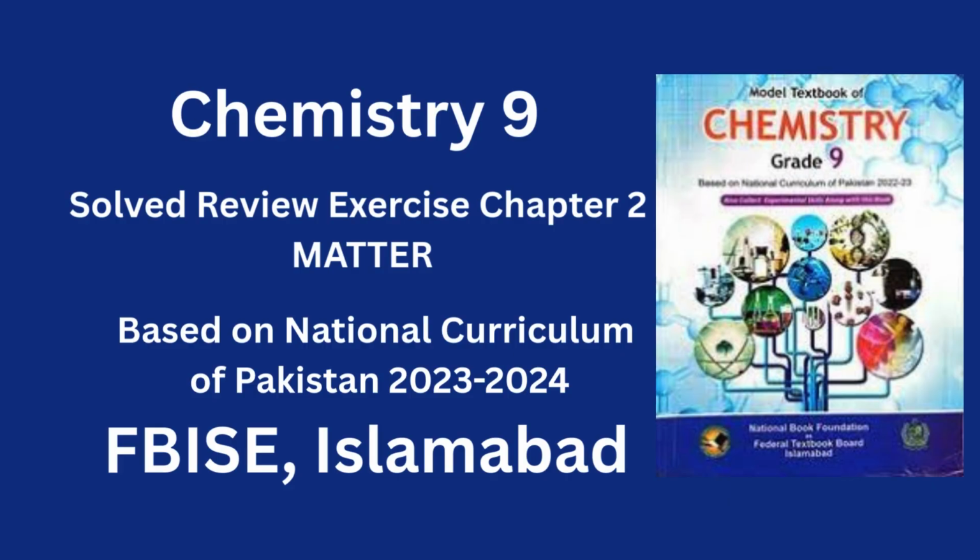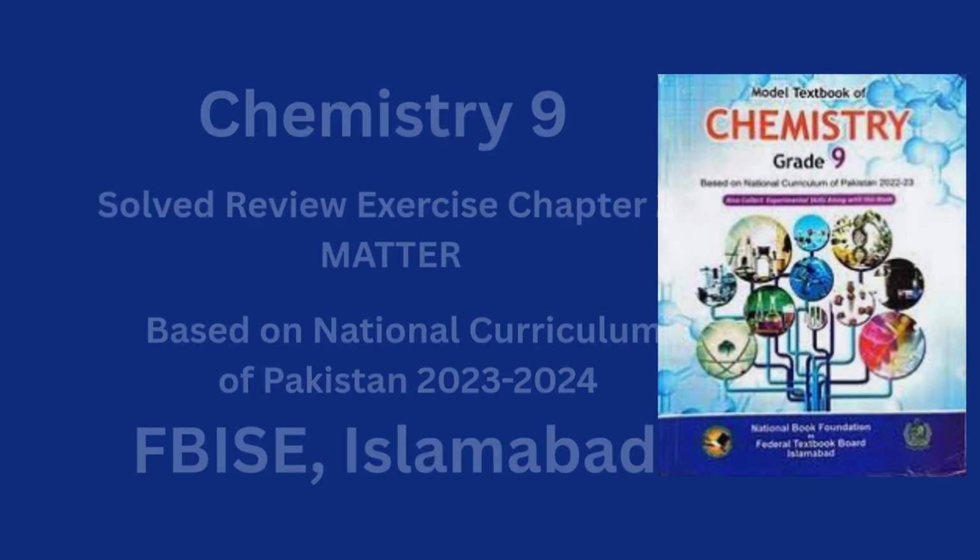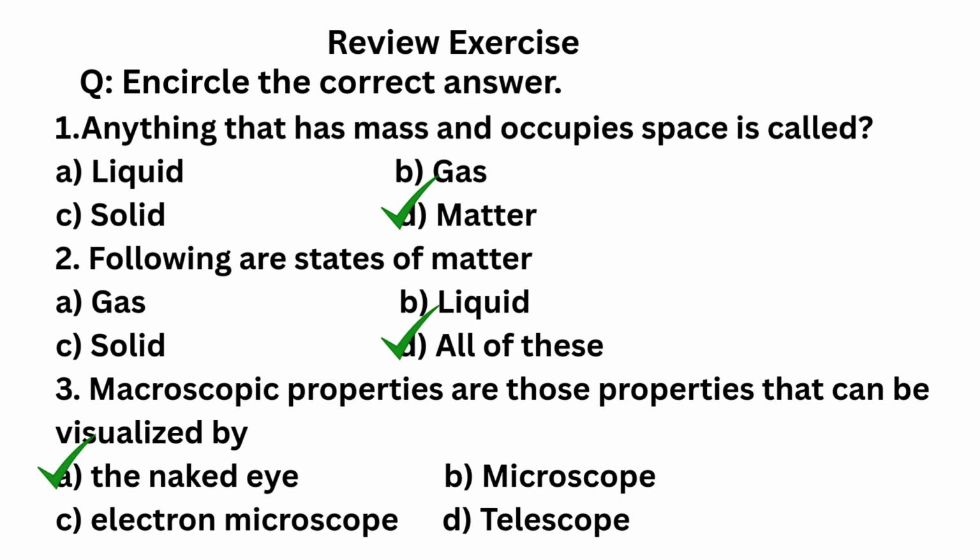Let's start review exercise. Encircle or tick mark the correct option. Anything that has mass and occupies space is called? The correct option is matter. 2. Following are states of matter? The correct option is all of these because solid, liquid and gas are states of matter.